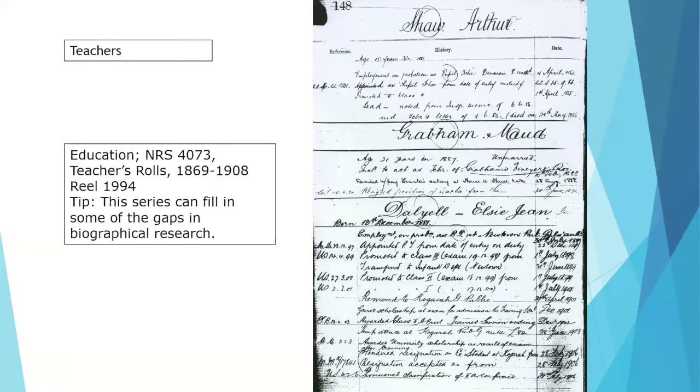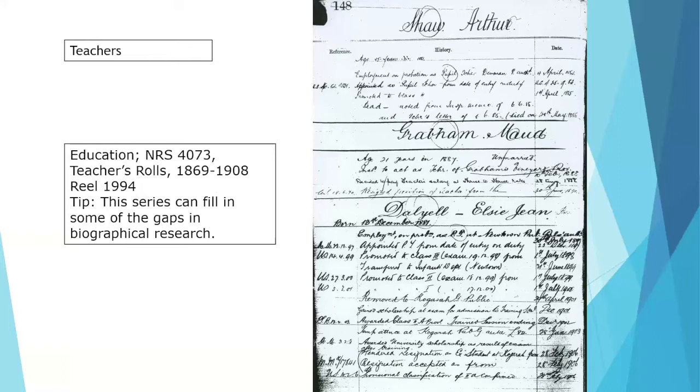Now, with our teachers, we do have records going right back to the early days of the Colonial Secretary's correspondence. What I'm showing you here is a slightly later record. This is the teachers' rolls. These covered the years 1869 to 1908. We've got an index to the teachers' rolls on our website, and the teachers' rolls really tell us where and when a teacher was working and what their status was, so what their level of position.